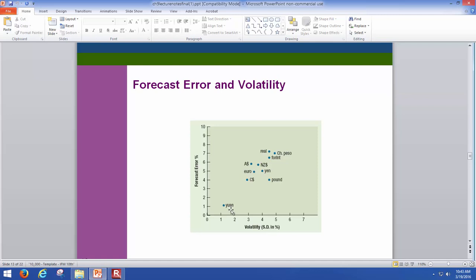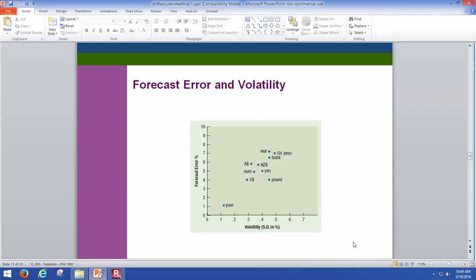We have several currencies: the Chinese yuan, the Canadian dollar, the pound, the peso, and so on. We are talking about the relationship between the forecast error and the standard deviation. What is the analysis we find here? Basically, the higher the forecast volatility, the higher the forecast error. For currencies that have high standard deviation or high volatility, it is more difficult to predict their values. So it makes sense.